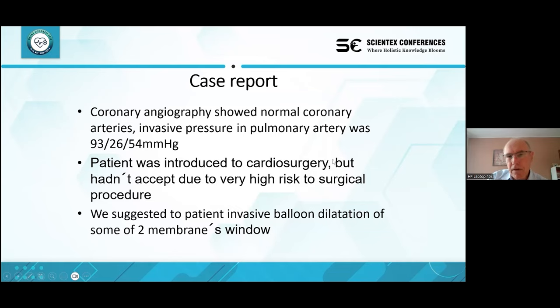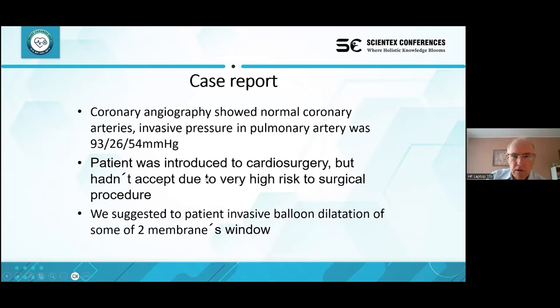Coronary angiography showed normal coronary arteries. Invasive pressure in the pulmonary artery was here 93 and mean 54 millimeters of mercury.